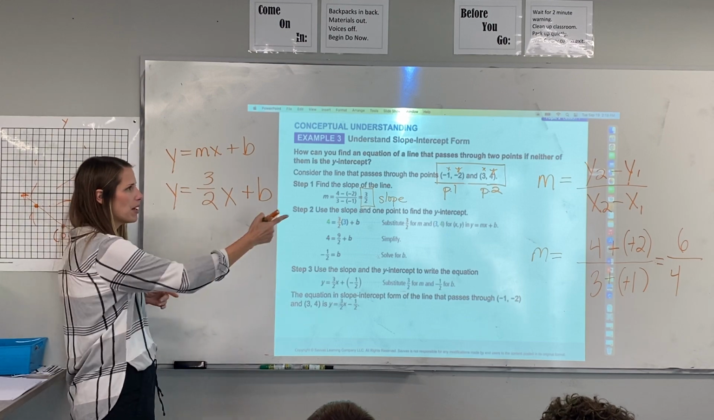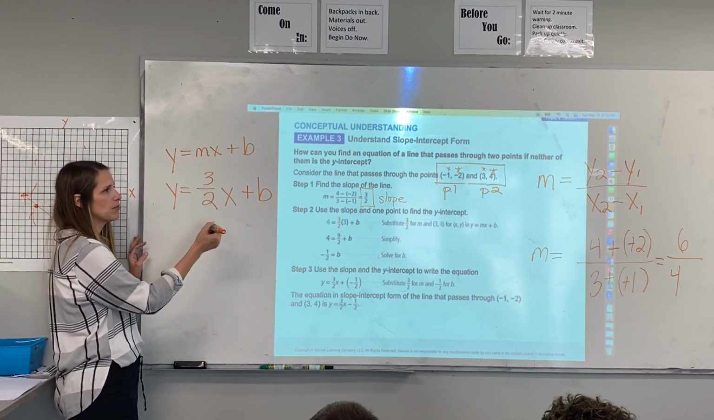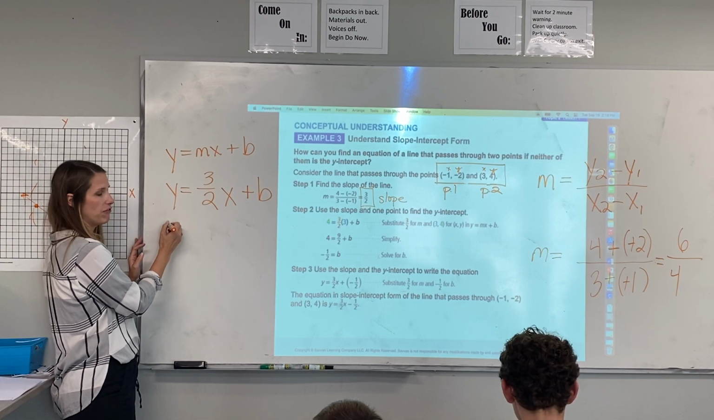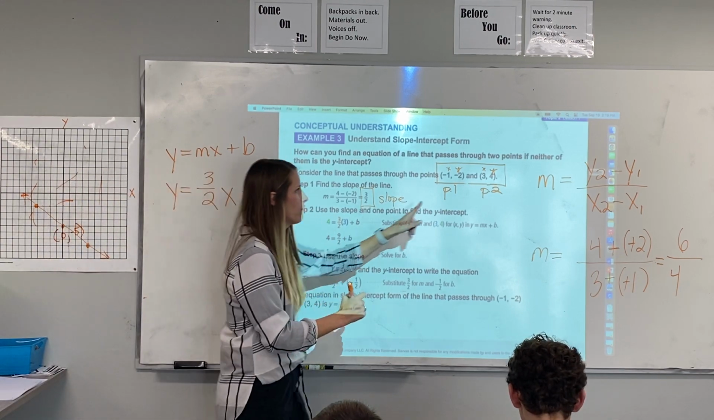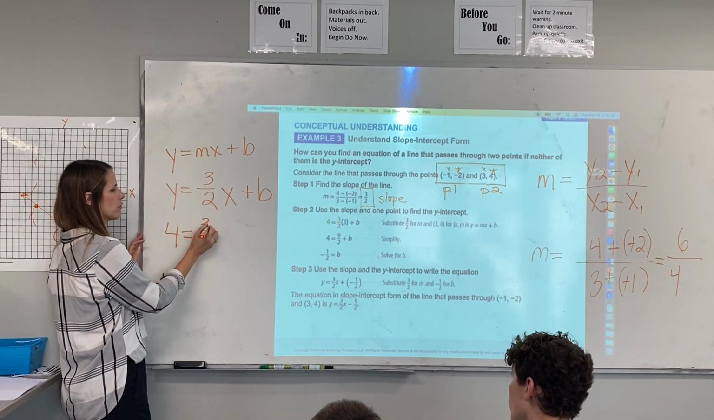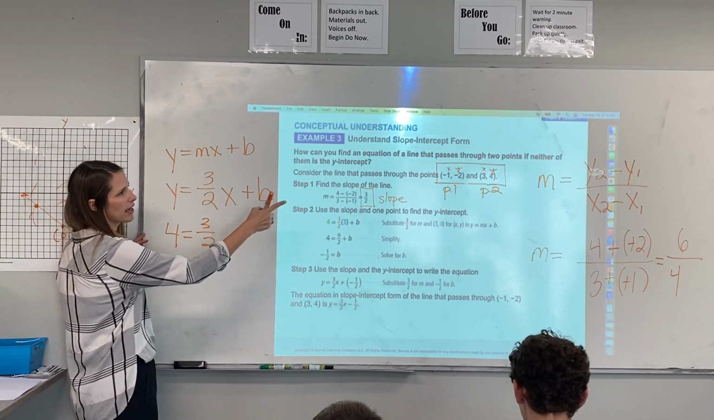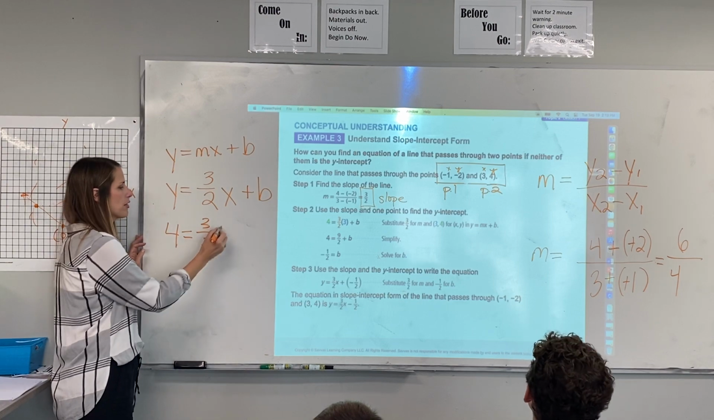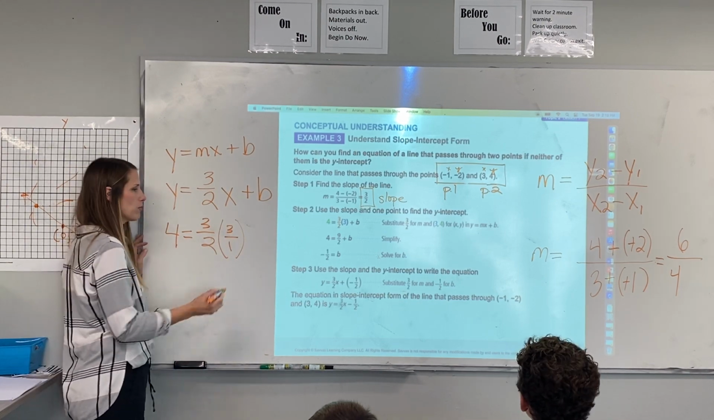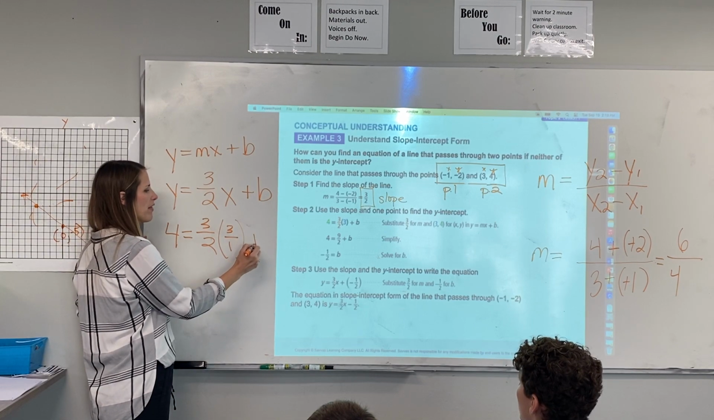So let's sub them in, right? Just like Vincent said, substitution. So we're going to substitute y for what? 4, because y is 4. And then we're going to say that equals 3 over 2 times x, and x is 3. I'm going to write it as 3 over 1, so when I multiply it together, I can multiply my numerators and then my denominators. And then I have plus b.